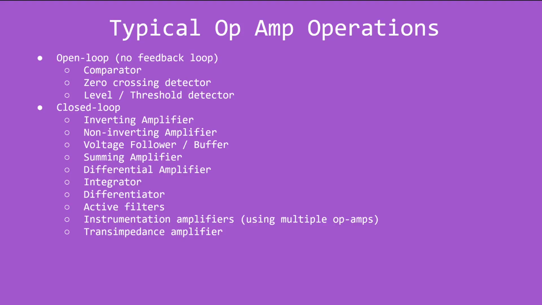Now, typical op amp operations can be split into open loop or closed loop. Open loop ones, which lack a feedback loop, include comparators, zero crossing detectors, or level or threshold detectors. Closed loop operations include both inverting and non-inverting amplifiers, summing amplifiers, differential amplifiers, integrators, differentiators, active filters, as well as instrumentation amplifiers, although a lot of those use multiple op amps as opposed to one, and then transimpedance amplifiers.